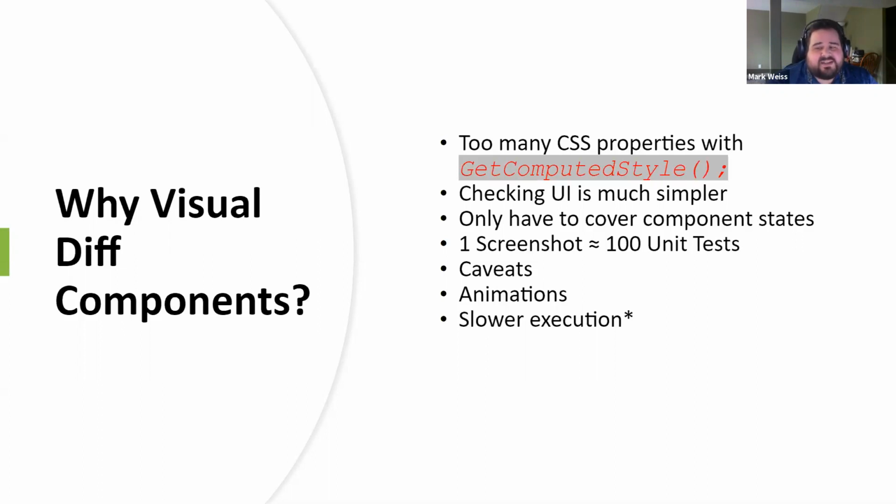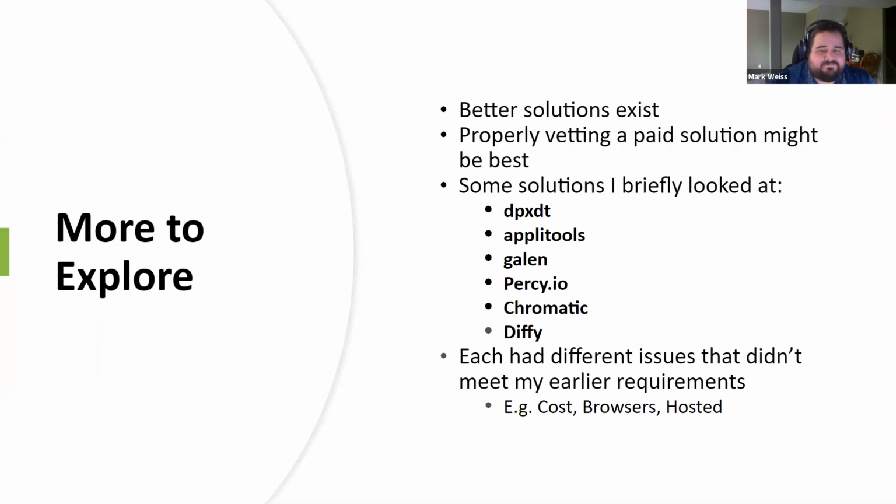And then, of course, this is technically slower. Rendering an HTML page is much slower than running a bunch of unit tests. But, asterisk, slower execution. If we went full out and wrote thousands of unit tests instead of a handful of Visual Diff tests, then maybe the time would be negligible. Probably still be a second each. So it's worth it.